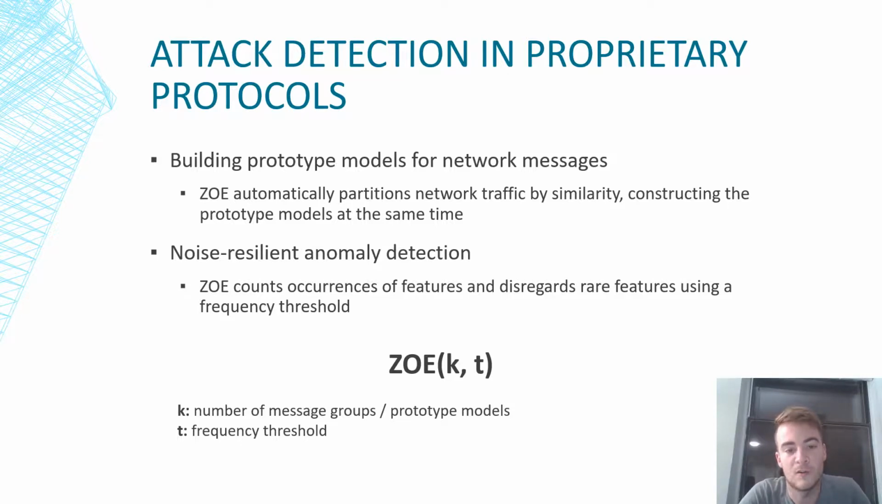So these two cornerstones of ZOE give some insight into how it's parameterized. We need to know how many message groups we want, so how many prototype models we want to create, and also what the frequency threshold is for disregarding rare features. And as we can see here, these are the two parameters that we need to provide in order to initialize an instance of ZOE.